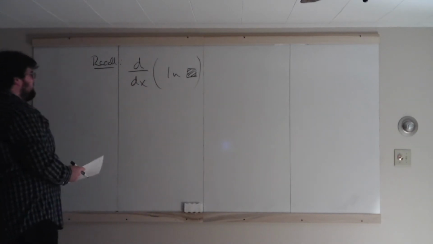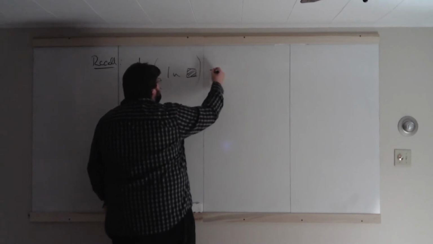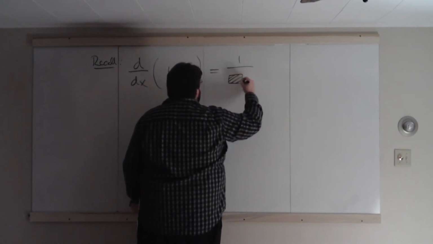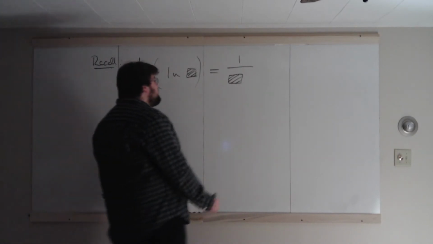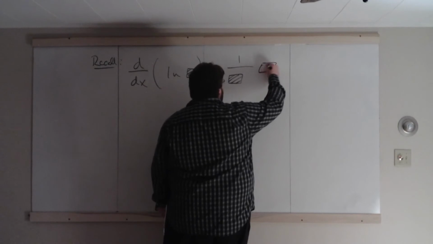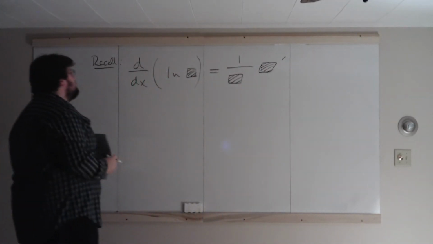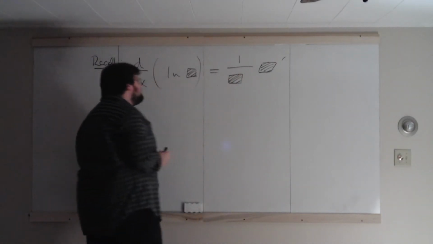The derivative of log of something with x's in it, the derivative with respect to x, is 1 over that thing. But then, using the chain rule, you need to multiply by the derivative of that thing. And we'll call that square prime.